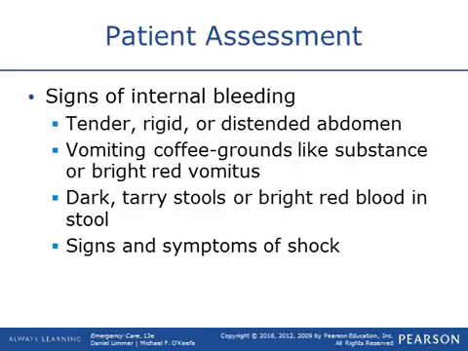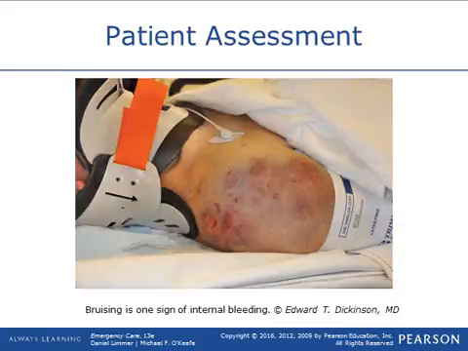If they're vomiting up coffee grounds, that's upper GI bleeding, or it could be caused by just poor health things, but in this instance of trauma, it could be because they've had damage to their organs and it's getting into their stomach tract and they're going to start spitting it up, and the bleeding can come out of both ends. And then be looking for those signs and symptoms of shock. Here's a good picture of some bruising that's caused by internal bleeding.